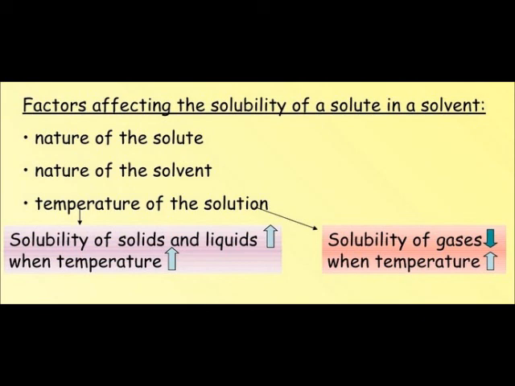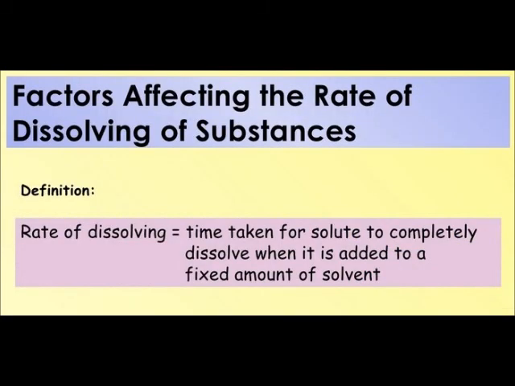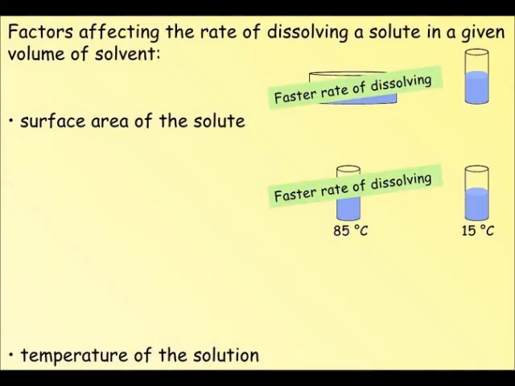So it's like opposites. The rate of dissolving is the time taken for a particular solute to completely dissolve when it is added to a fixed amount of solvent. So, factors that affect the rate of dissolving of the solute would be the surface area of the solute and the temperature of the solute.